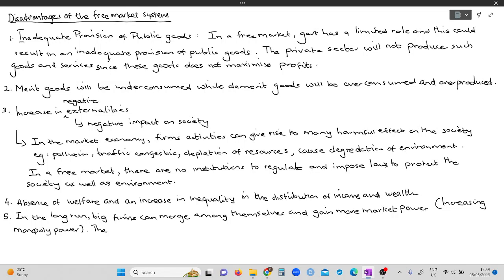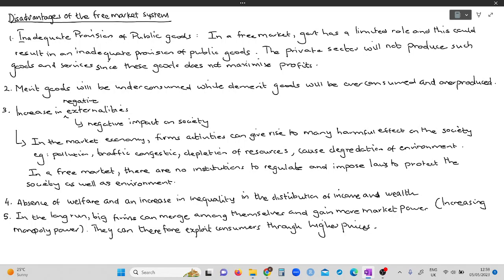They can therefore exploit consumers. Voilà. Through, tout cas, higher prices. Donc, vu qu'il y a des sales, même ça peut dominer le marché. Donc, they will exploit consumers through higher prices. Voilà. So, all these are the disadvantages of the free market system.